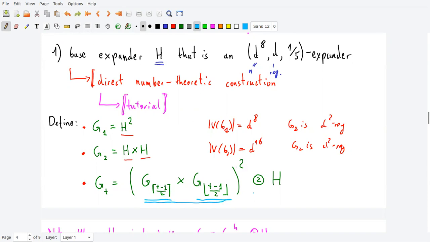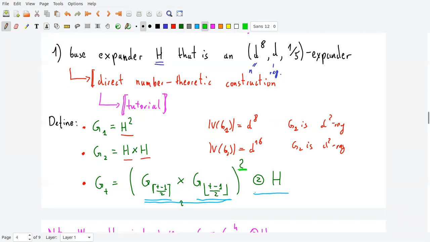Yes, and then I zigzag it with my base graph. So this is the construction. So this tensor product is essentially not really necessary. It will be useful for what I will say in a moment. But these two operations are crucial.